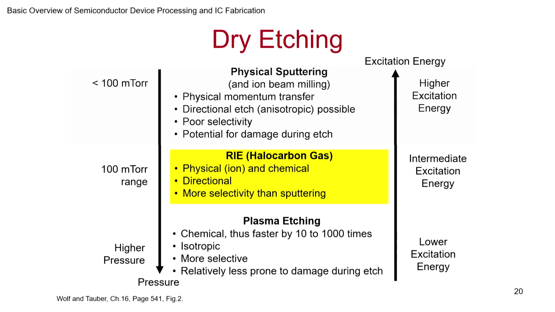So this is done as you would expect. It's somewhere in between, right? The golden mean in a sense. So it's in the 100 millitorr range, somewhere in between the two, and the excitation energy also somewhere in between, and as far as damage goes, it's also somewhere in between.